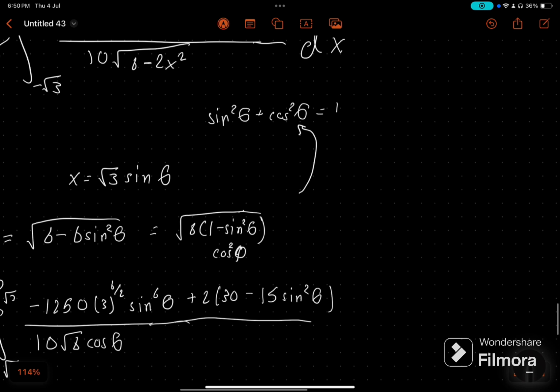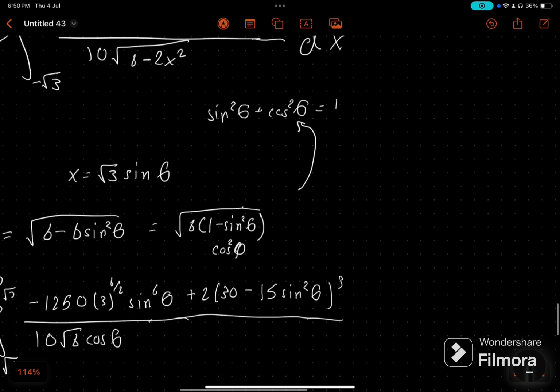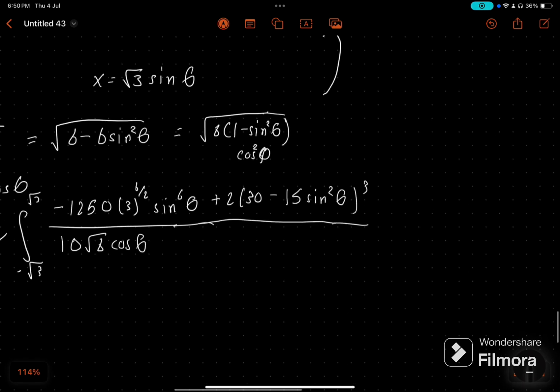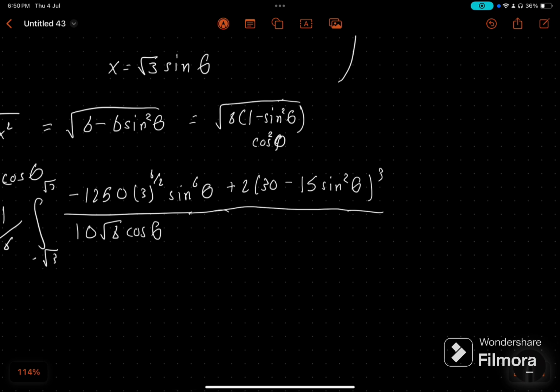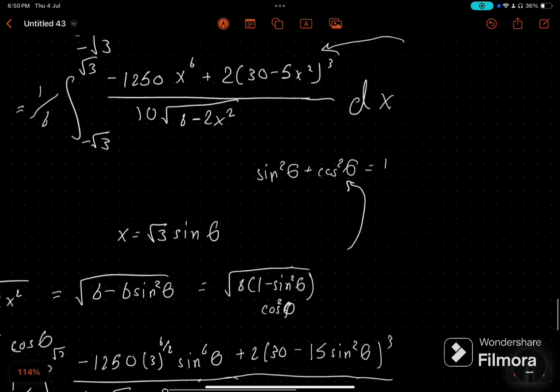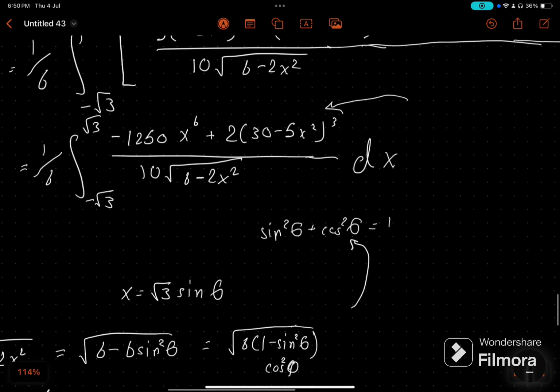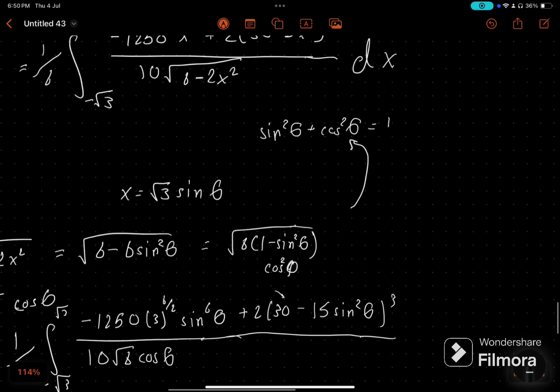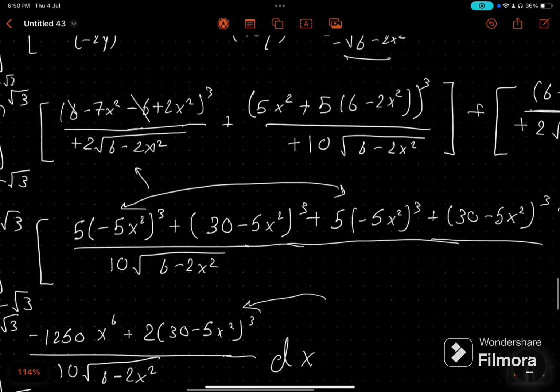Now how do we go about this to the power of 3? 5 times 3 is 15. I wish I had 15 here. It could have been way easier.